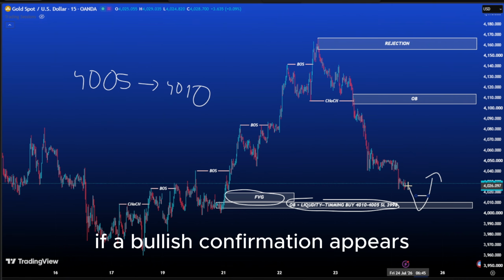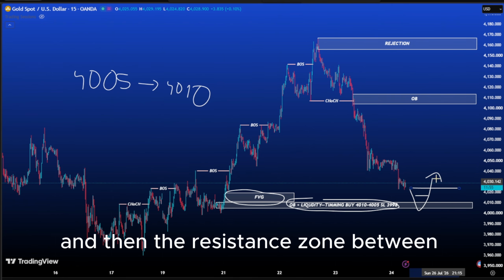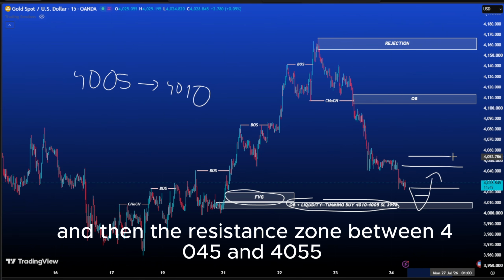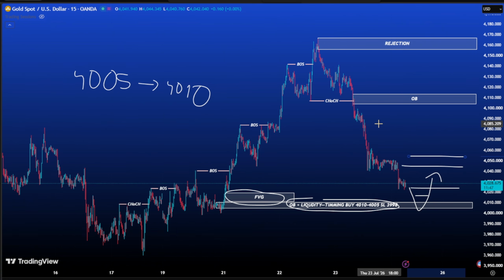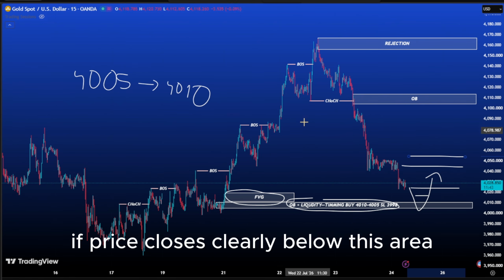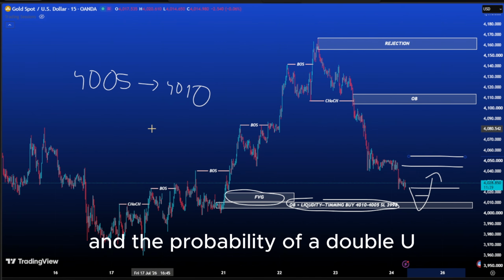If a bullish confirmation appears, the short-term upside targets could be 4020, 4030, and then the resistance zone between 4045 and 4055. If price closes clearly below this area, the support structure may have failed, and the probability of a further decline would increase.